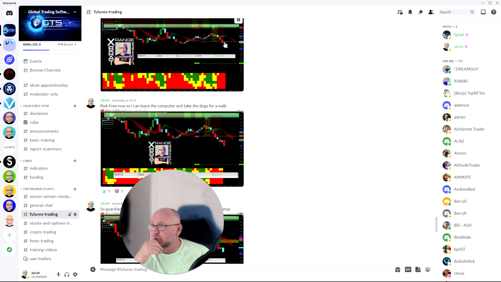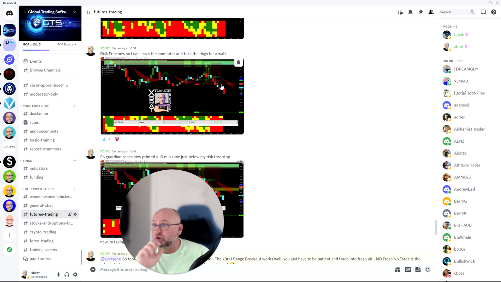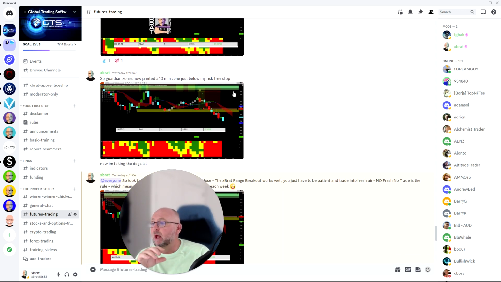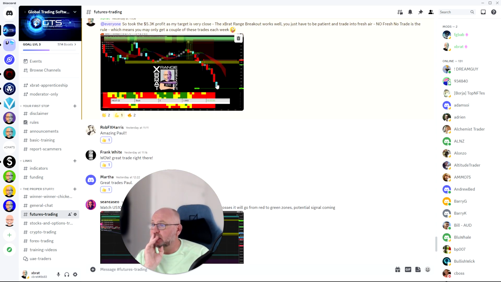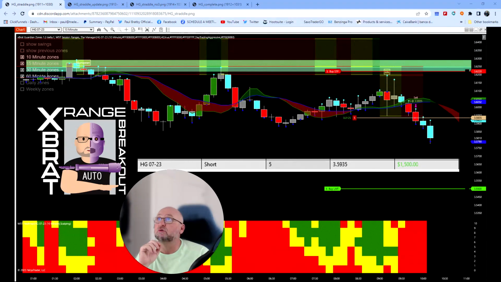So I've got the entry on what we call a straddle with that particular one. I'm going to talk through that in a minute, and then adjusted the stop to risk free, and then the guardian zones printed a support zone right below my stop, so very safe position now, and then obviously it goes on to make about $5,300 profit. So just wanted to show you the Discord group there.